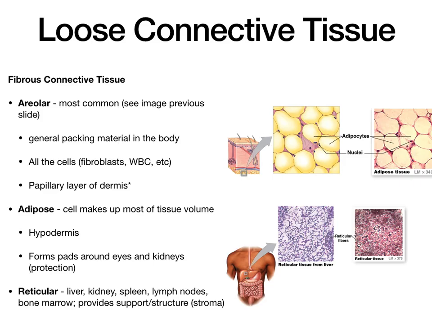We can get more fat around our liver. When we do blood work, we can see that those liver enzymes may start to increase if we're getting too much fat build up around that liver. It protects our intra-abdominal cavity. Think of all of our adipose fat inside of our abdomen, which helps protect all those precious organs. Then we have our reticular loose connective tissue, which is in our liver, our kidneys, our spleen, our lymph nodes, and our bone marrow, which provides support and structure for our body.